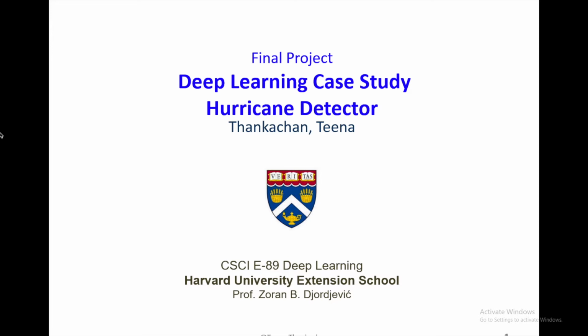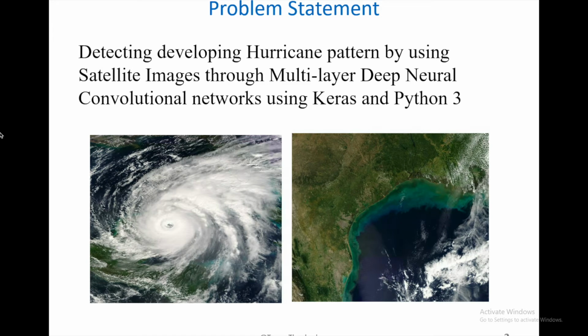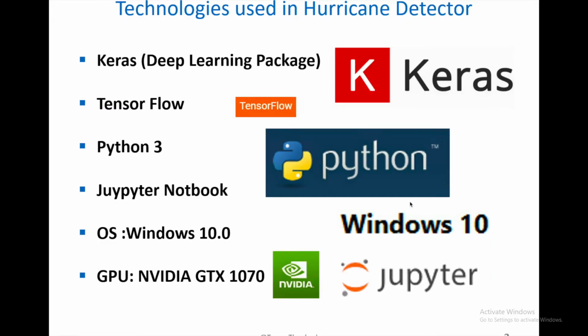As a part of this, my problem statement that I'm trying to solve is detecting the developing hurricane patterns by using satellite images through multi-layered deep neural convolution networks using Keras and Python. And you can see the two images that we have here. These are satellite images of cyclones, and the other one, which is a non-cyclone image. We are using this kind of imagery to see if there is a developing cyclone.